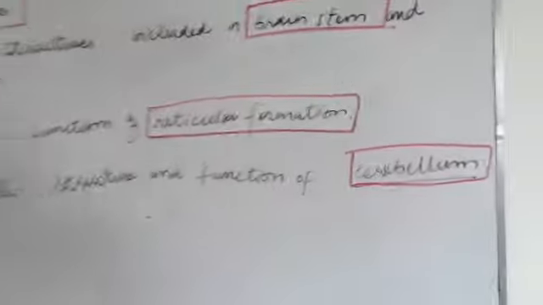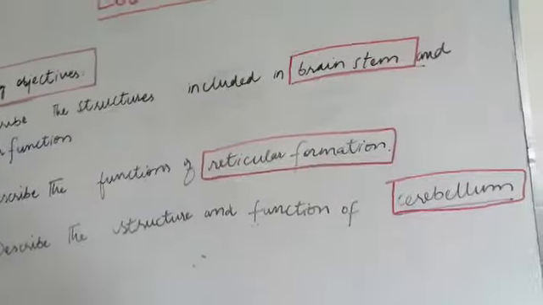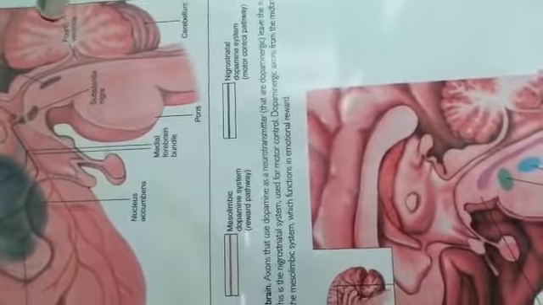The third learning objective was the structure and the functions of the cerebellum. Here in this diagram you can see the cerebellum. Cerebellum is the part of the brain which is located in the posterior cranial fossa, just behind the pons. Cerebellum is composed of two hemispheres which are connected with each other by a thin strip known as the vermis.